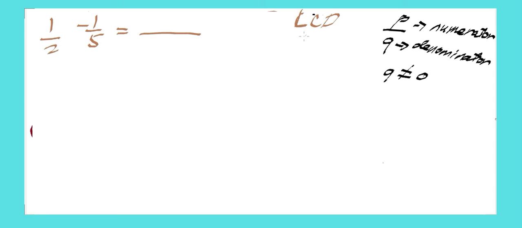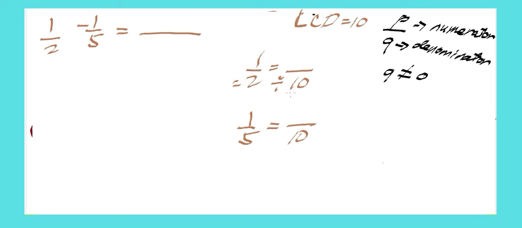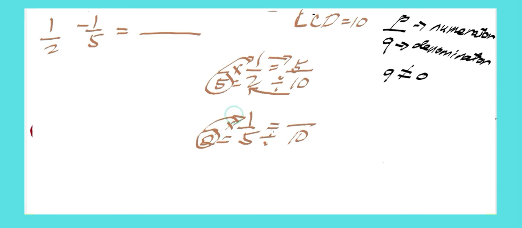So whenever you see that they have different denominator, you're always getting the LCD. And then rewrite. The LCD of 2 and 5 is 10. So 1/2, the LCD is 10, and 1/5, the LCD is 10. And then follow the flow. 10 divided by 2 will give you 5. 5 times 1 will give you 5 here. And 10 divided by 5 will give you 2. And 2 times 1 will give you 2.